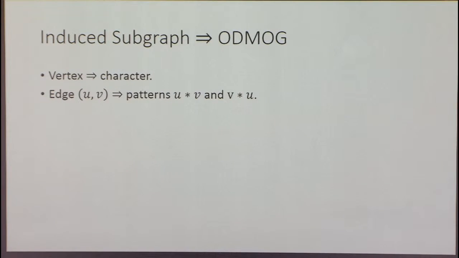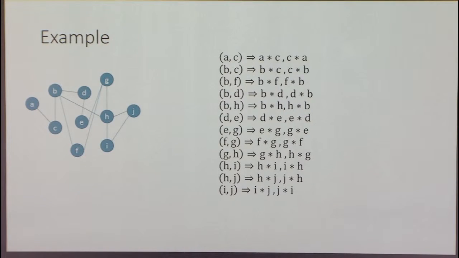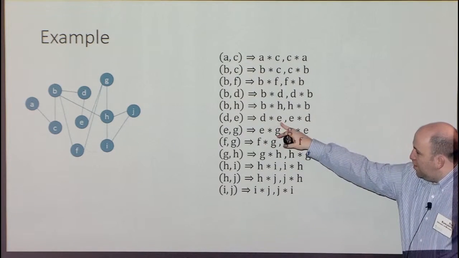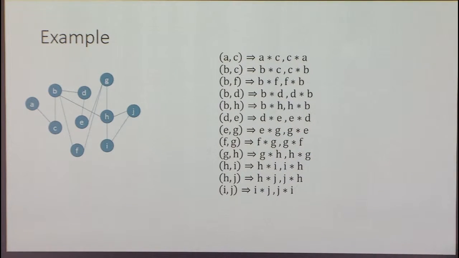Now I'm going to show how, if we have a solution for ODMOG, then we can solve the induced subgraph problem. It's a very simple reduction. For each vertex in the graph, we'll create a character. And for each edge uv in the graph, we'll create 2 gapped patterns, u star v and v star u. Here's an example using the graph from before. For the edge DE over here, we created these 2 patterns. This is the set of patterns that we're going to preprocess using an algorithm for ODMOG. Just believe me that this covers everything.